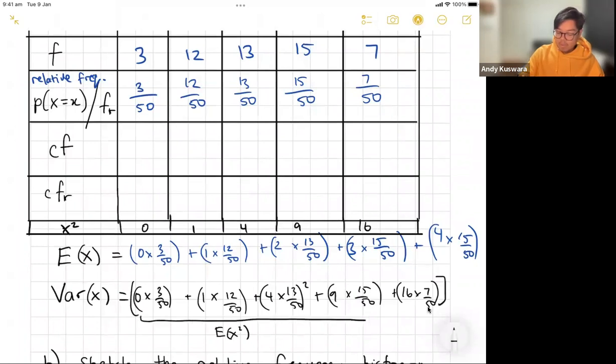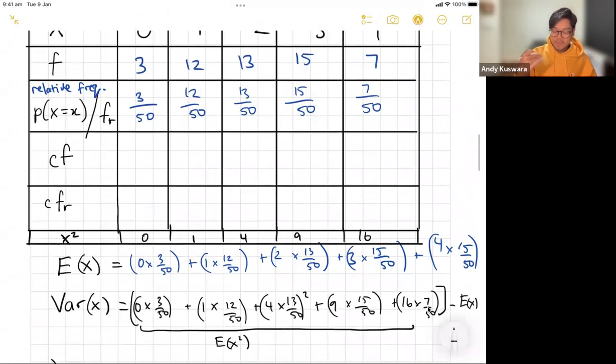All right, that part there. And then you also need to take away your EX, your expected value or your mean, right? And you take that away, whatever you calculated there. I'm not going to put it in the calculator for today. You can do that yourself, but that's the general idea.